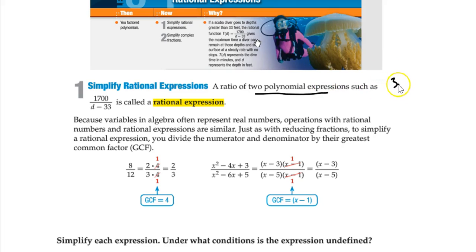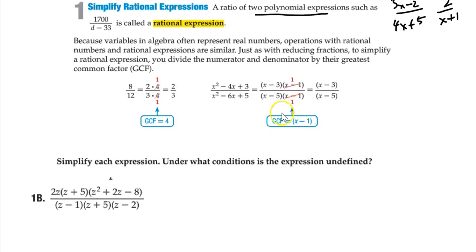Right, so if I give you 3x minus 2 over 4x plus 5, that's a rational expression. Or even 2 over x plus 1, rational expression. Now the way we simplify rational expressions, same way we always do. Right, if you have a number, you just figure out what the biggest thing that goes in both of them, in this case 4. So you divide both 8 and 12 by 4 and you get 2/3.